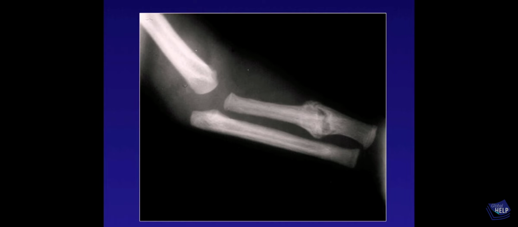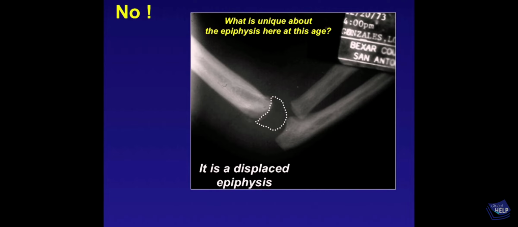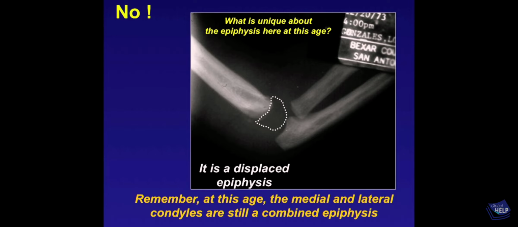So here we go. Here's a young infant boy. Is this elbow dislocated? No. So it's not dislocated. It's a displaced total epiphysis. So what's unique about the epiphysis at this age? They're unossified. But what else? Well, the other thing is the medial and lateral condyles are a combined epiphysis until about the age of 2, and then it becomes separate epiphyses, separate ossification centers. But at this age, it's a combined epiphysis. And so this is not a dislocated elbow. Where did the failure occur? The distal humeral physis, that's right.